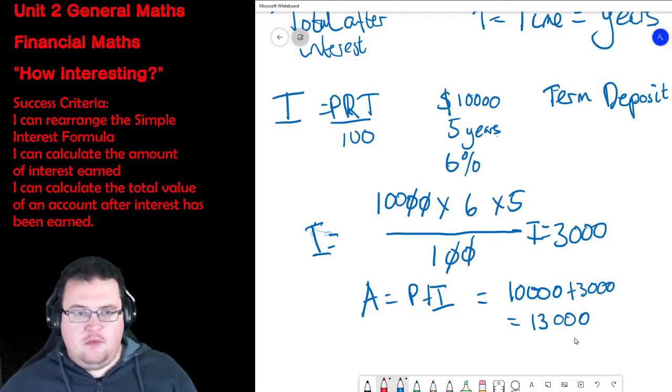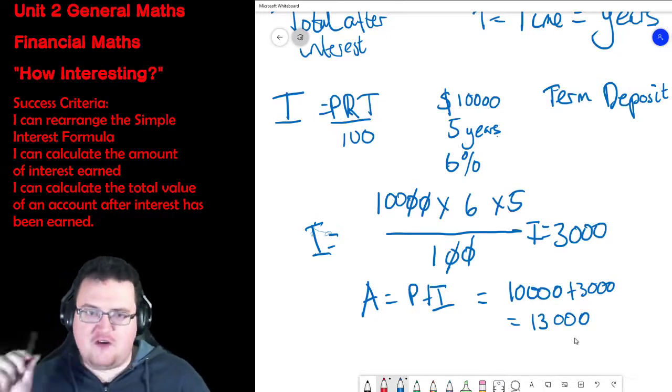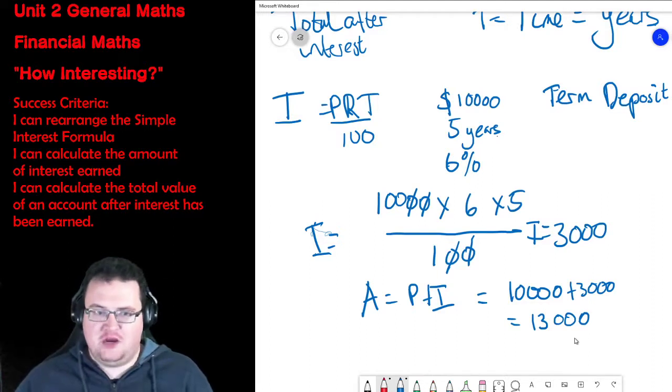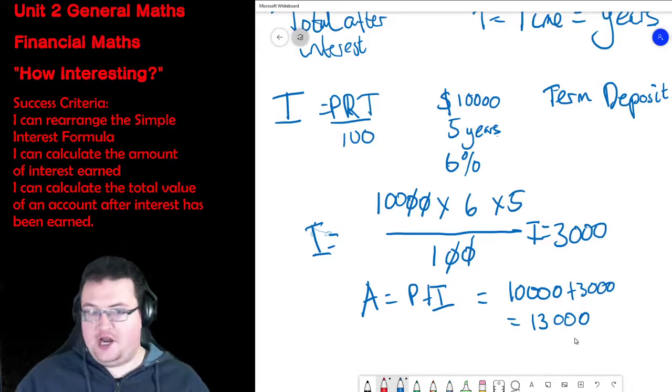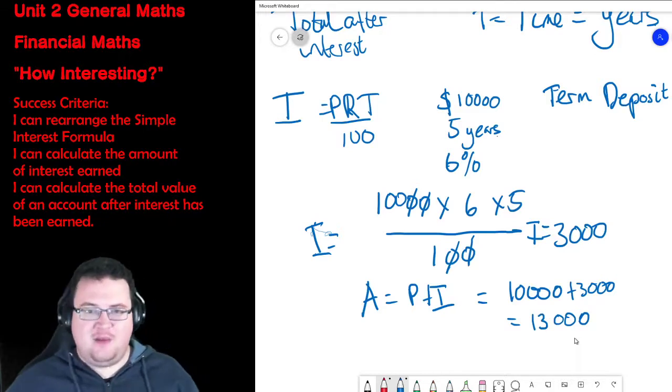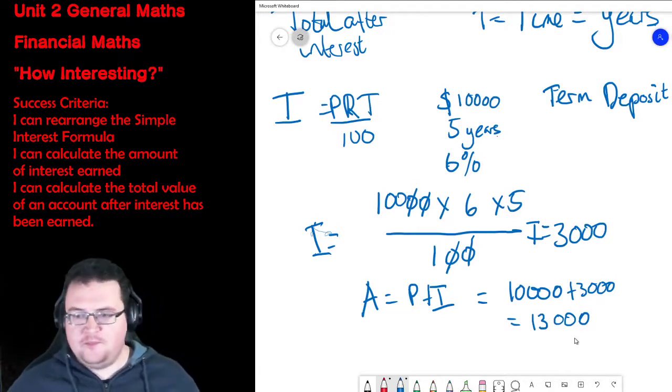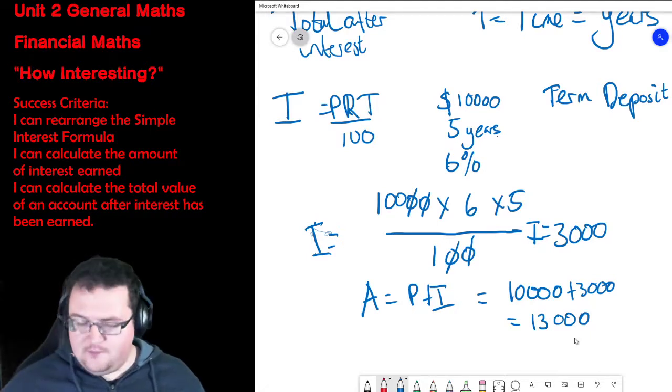Now, that's a very, very generous interest rate. That's not what you're going to get at a bank. It's going to be generally around about 1 and a bit. But for the sake of doing these maths, I just thought, nice and easy, let's do it this way.